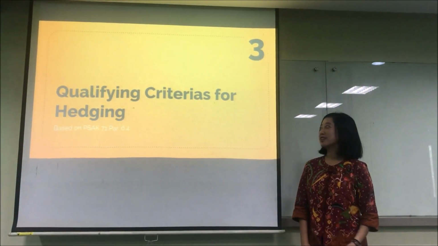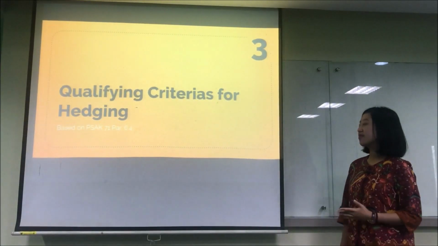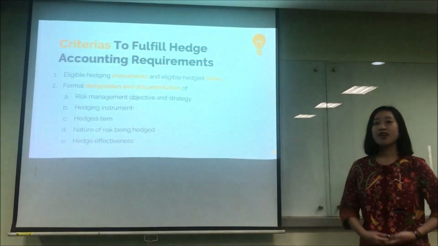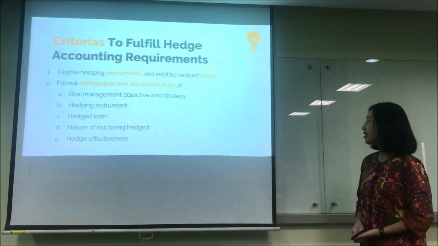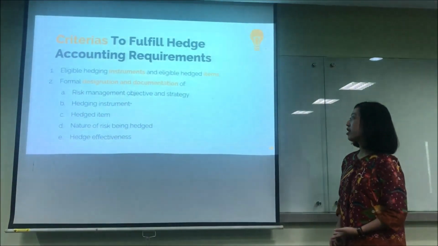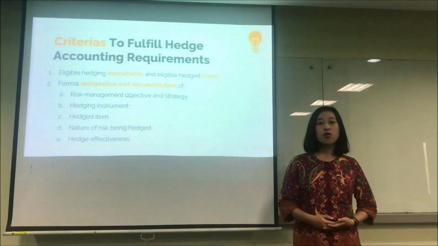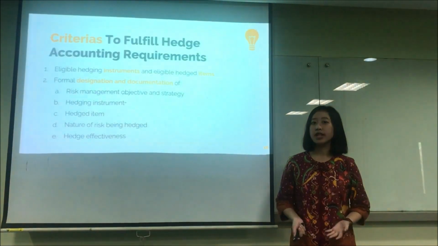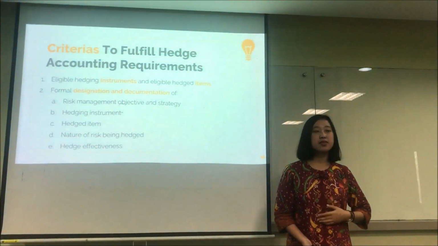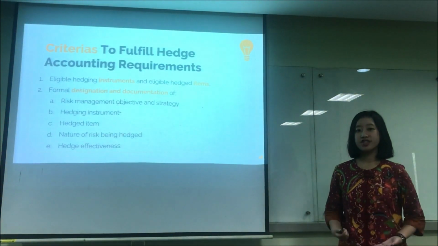Alright, now I'm going to explain the qualifying criteria for hedging based on PSAK 71 paragraph 6.4. There are certain criteria that have to be met to fulfill hedge accounting requirements. The first one is eligible hedging instruments and eligible hedged items. According to PSAK 71, both hedging instruments and hedged items must meet the requirements that have been explained before to be classified as eligible.